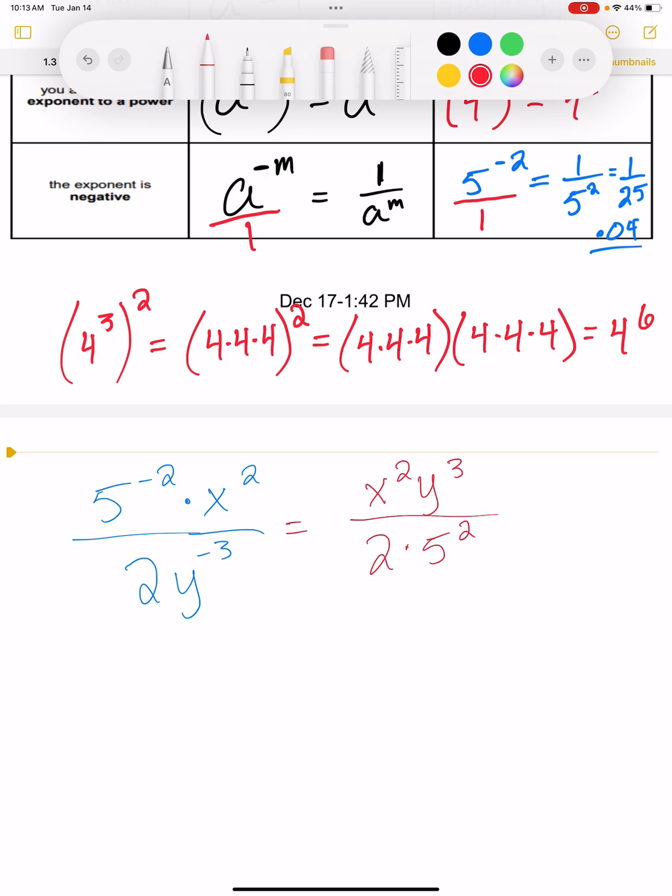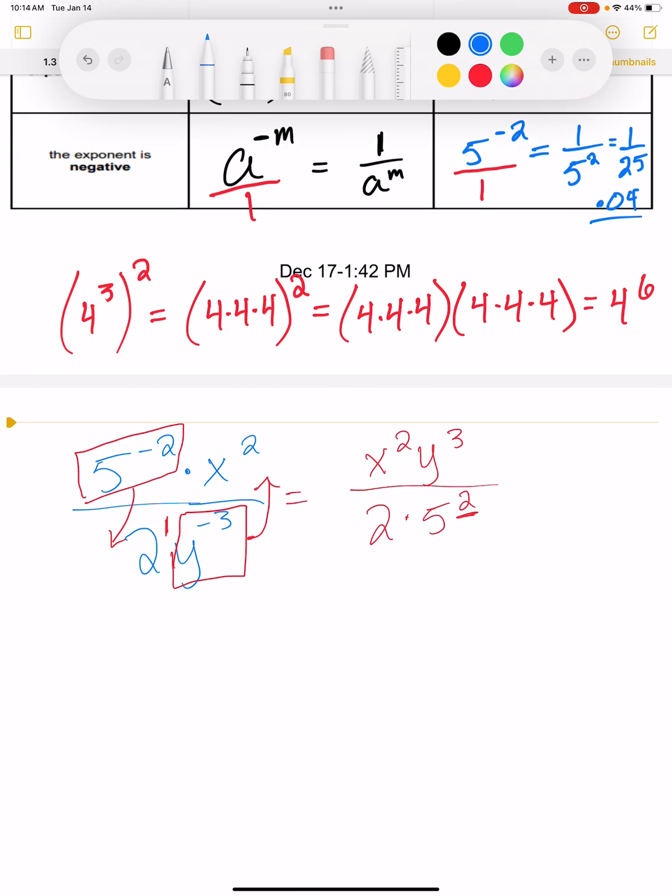We didn't just flip everything. But the ones that had negative exponents, we pushed them to the denominator and made their exponent positive, right? Now 2 has an exponent of 1. If you don't see an exponent, it has an exponent of 1. But then this y to the negative 3, that was in the denominator and it was negative, so you push it to the numerator. So if it's in the numerator and it's negative, you push it to the denominator and make the exponent positive. If it's in the denominator and the exponent is negative, then you push the whole term to the numerator and you make the exponent positive.